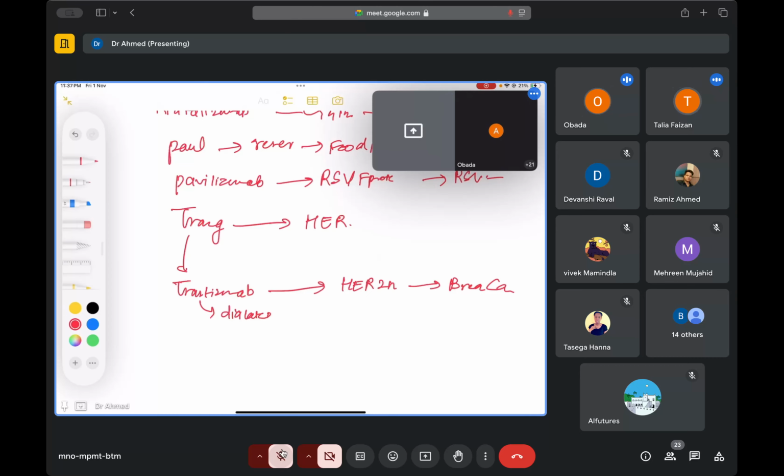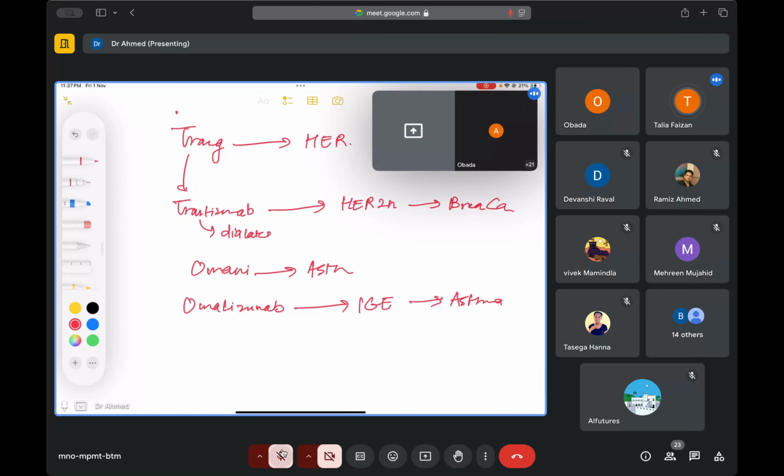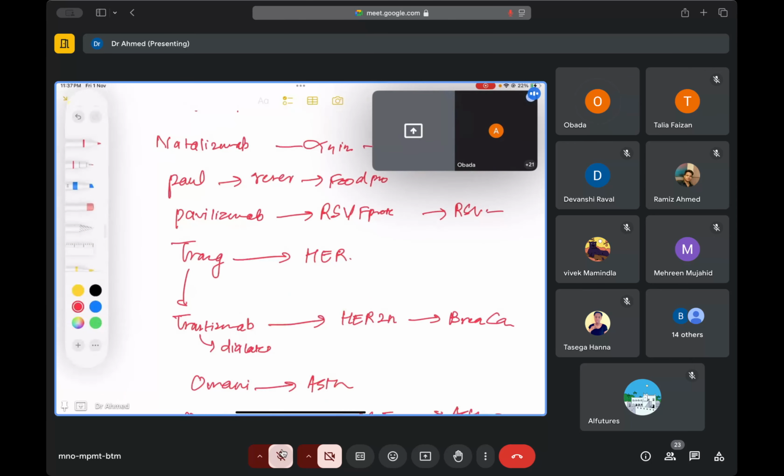Then Omani having asthma. So omalizumab, IgE, used in asthma. Then we have E. coli, bloody, and complement. E. coli for eculizumab, blood for PNH, used in PNH, and it's going to target your C5. So this was the mnemonics.